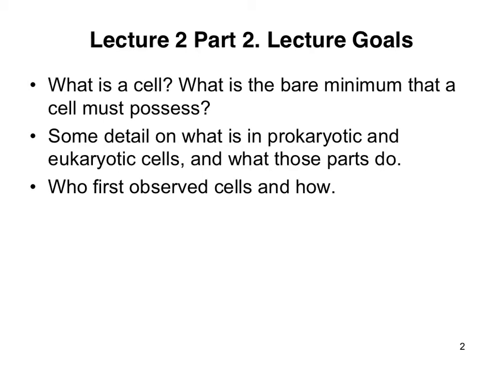The goals for this part of the lecture are to talk about what a cell is and what the bare minimum is that a cell must possess, and also to learn some detail on what is in prokaryotic and eukaryotic cells, talk about what parts are present and what those parts do, and we're going to talk about who first observed cells and how. Please be sure to take careful notes as if you were in class as you go through this lecture file.